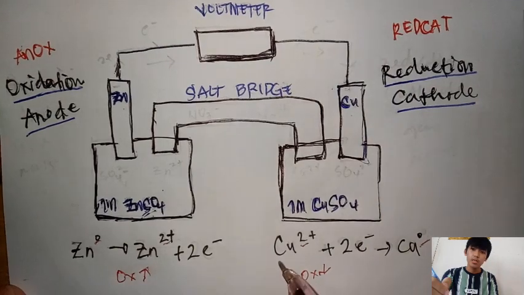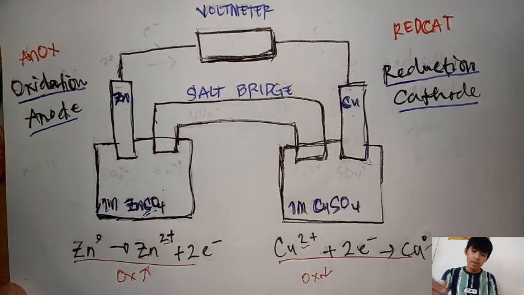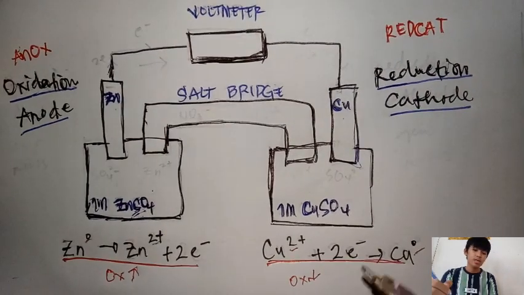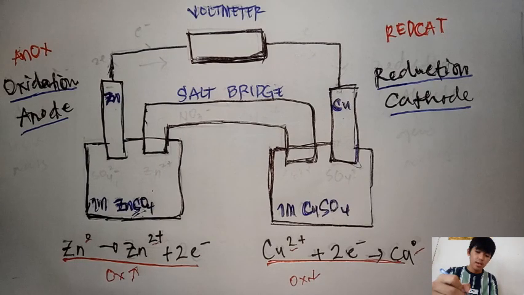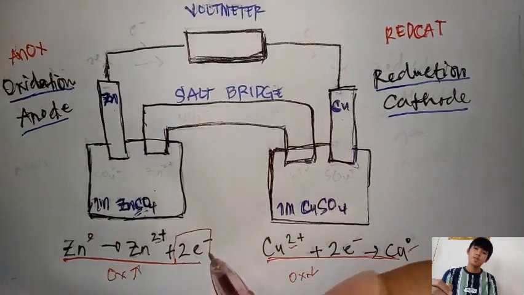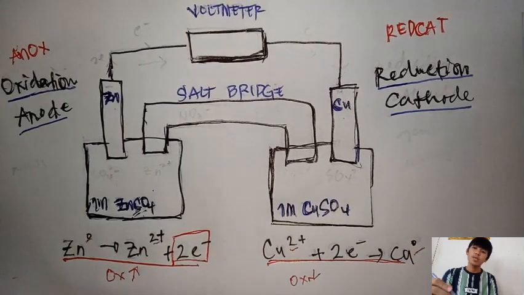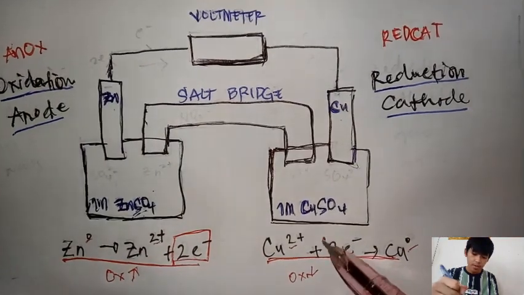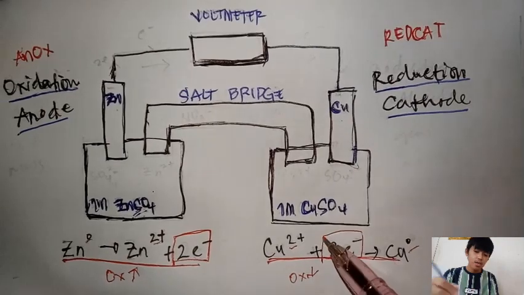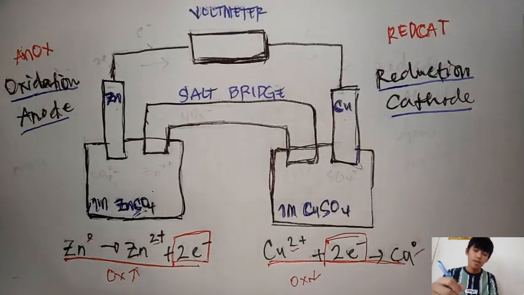These two reactions are also known as half reactions. And you can easily tell if a half reaction is an oxidation reaction or a reduction reaction by simply looking at the electrons. If the electrons are on the right side, you have an oxidation reaction, whereas if the electrons are on the left side, you have a reduction reaction. So that's how you tell.